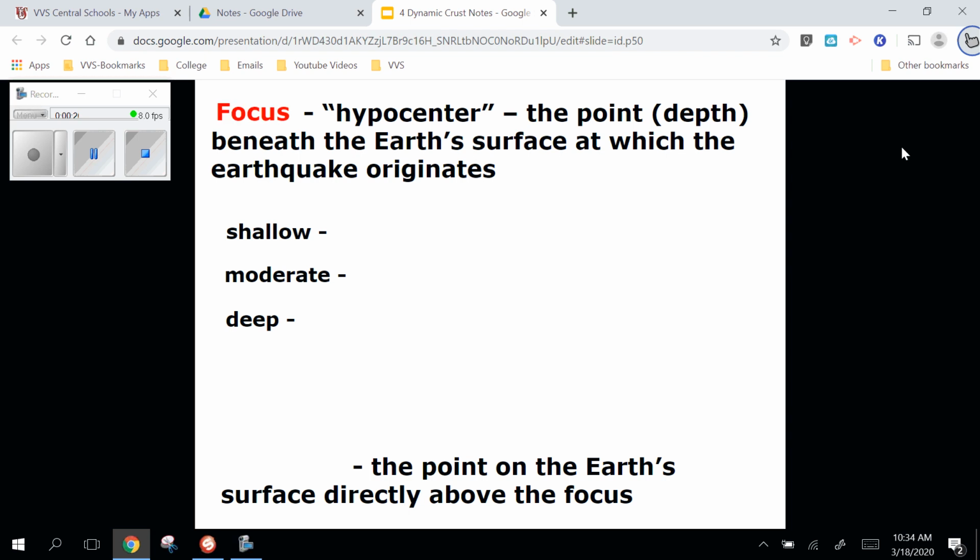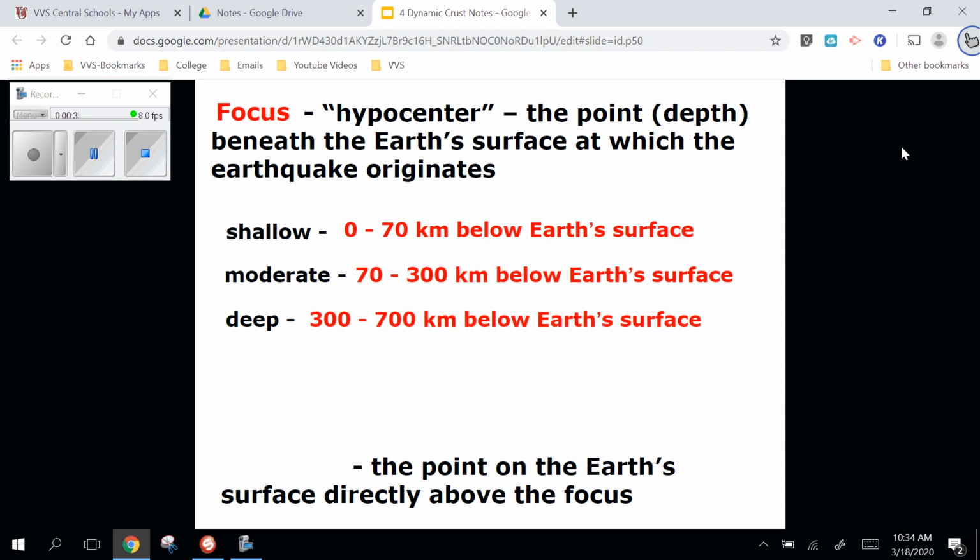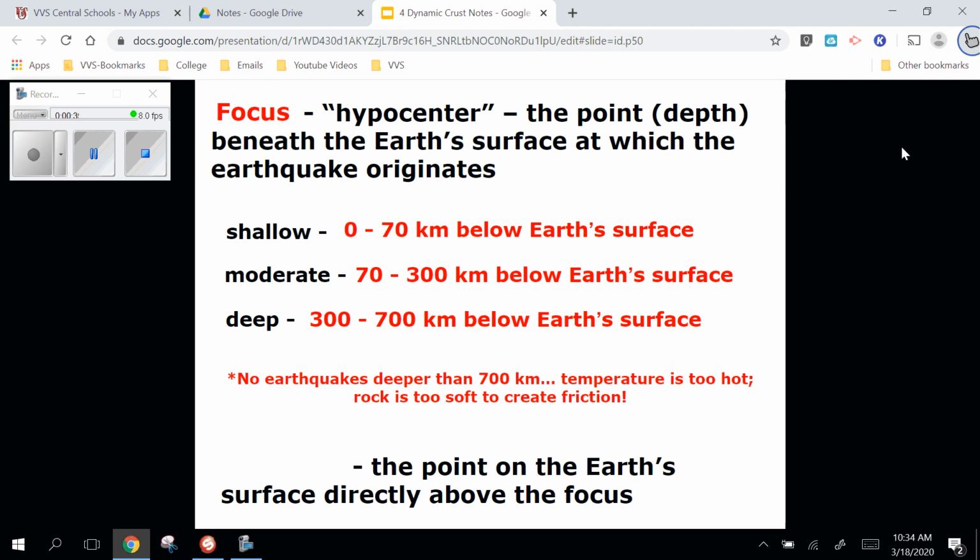All right, some vocab terms. We've got what's called the focus or the hypocenter. It's the depth down inside the earth where the earthquake occurred. We got some shallow quakes and moderate quakes and some very deep quakes. We don't find any earthquakes deeper than 700 kilometers because it gets too hot and the rock becomes too soft. There's no friction, so there's no grinding of the rock, so there's no buildup of energy and no release. That isn't really that big a deal.